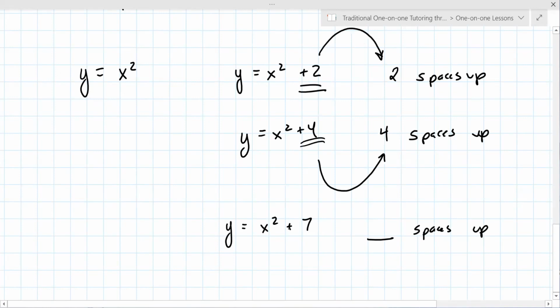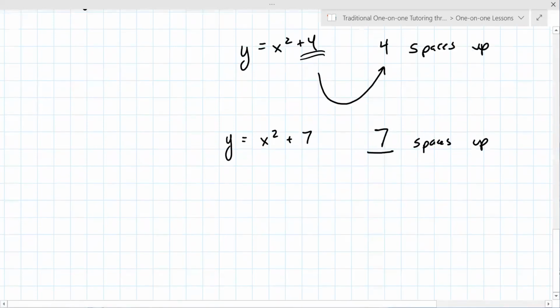How many spaces up is plus 7? Yes. 7. Exactly. Okay. Now, we can also do the following. What if it's x squared minus 2? See how it's negative 2 down here? It's 2 spaces down.